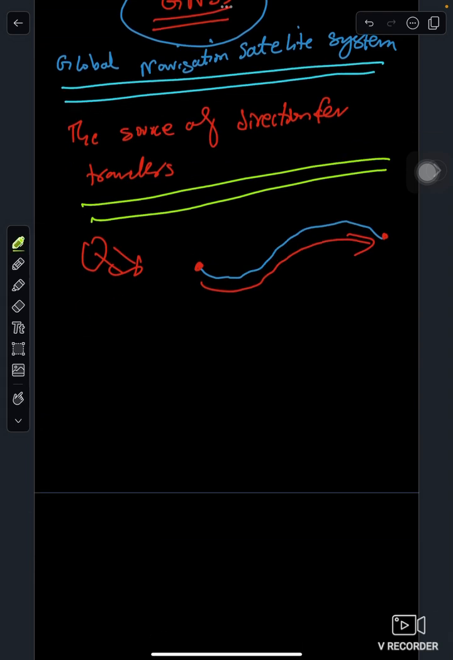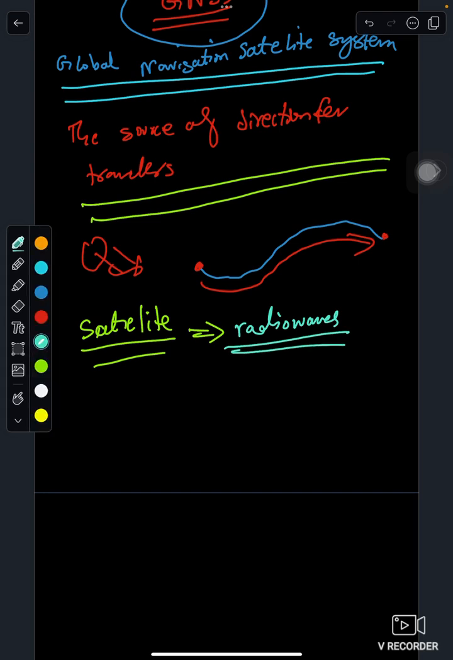So we know that satellites use radio waves for their signals. And what's the speed of radio waves? The same as the speed of light, 3 times 10 to the power 8 meters per second.